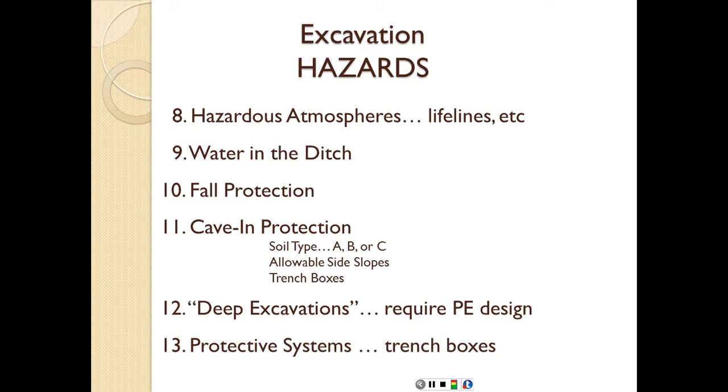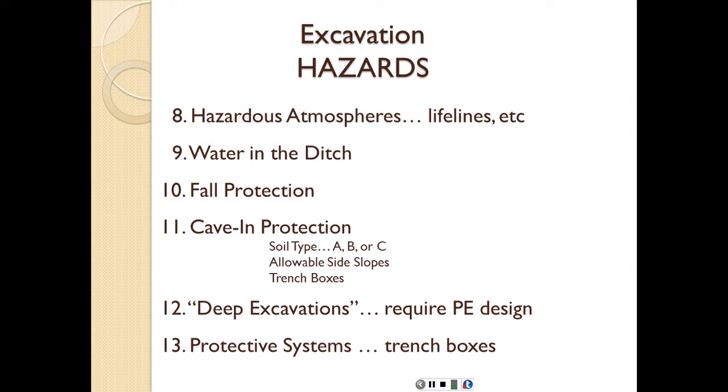Hazardous atmospheres. So maybe in some cases, if someone is working inside a trench, you're going to provide a lifeline, which is a form of personal protective equipment. So even if that person loses consciousness, then you can pull them out of that trench. Water in the ditch. As we mentioned always, water in the ditch is a very hazardous issue, especially if you're going to be operating electrical equipment inside that ditch as well. Water and electricity are always a bad combination. Fall protection from the people outside of that trench. They might fall in the trench.